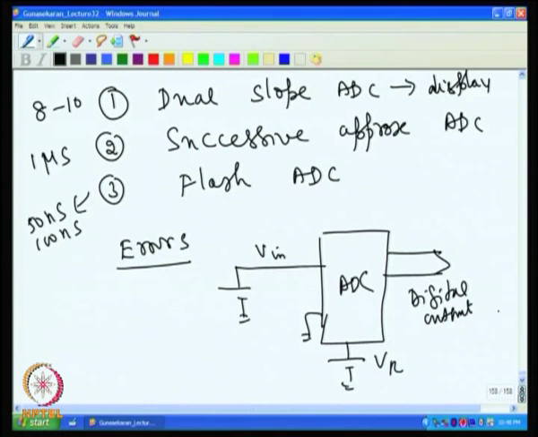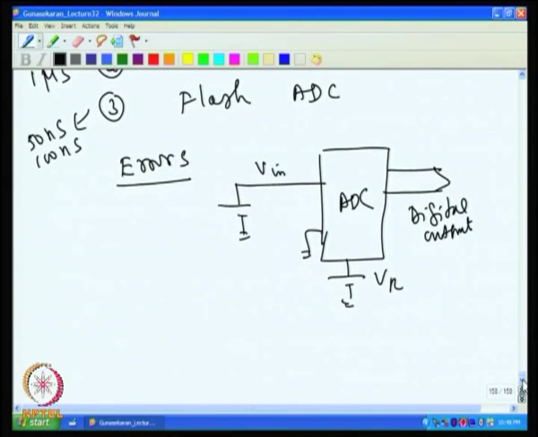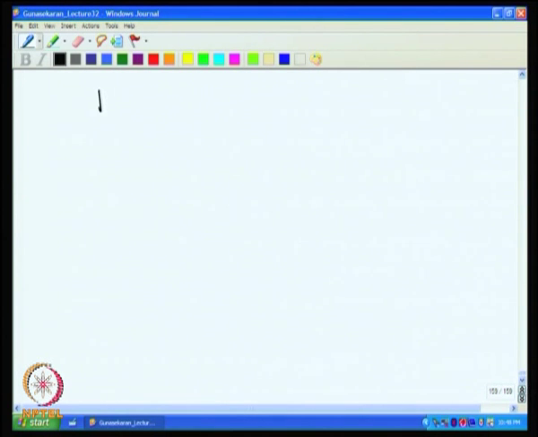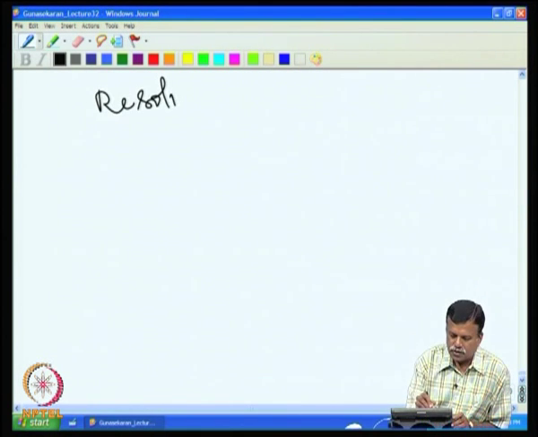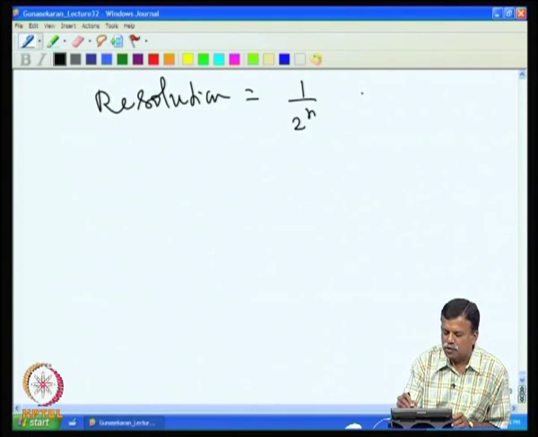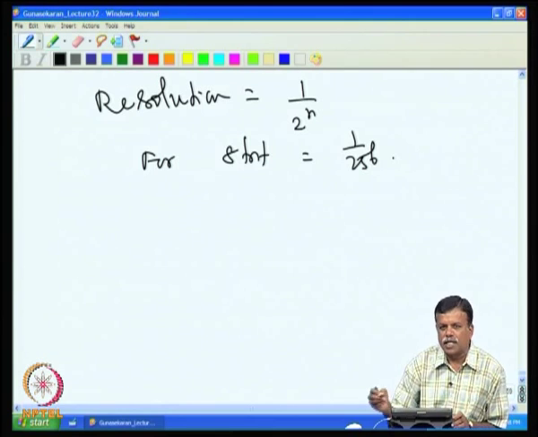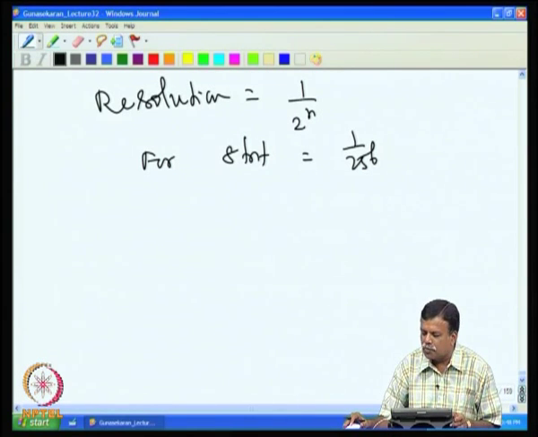And then the one thing is the resolution of these A to D converters. Resolution is actually 1 in 2 power n. So, for example, for an 8 bit converter it is 1 in 256. So, resolution you will get depending upon the number of bits. If 8 bit, you have 1 in 256, if it is 16 bit it will be 1 in 64,000 is the resolution. But it does not mean that you will get that much accuracy also.